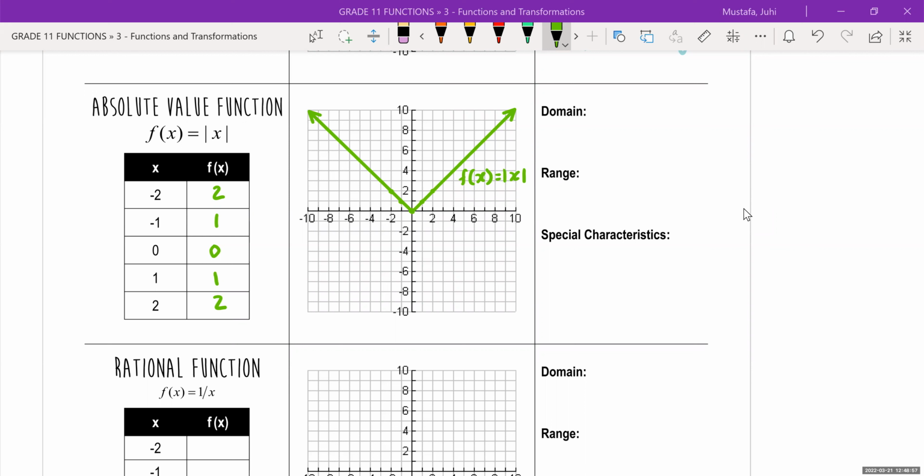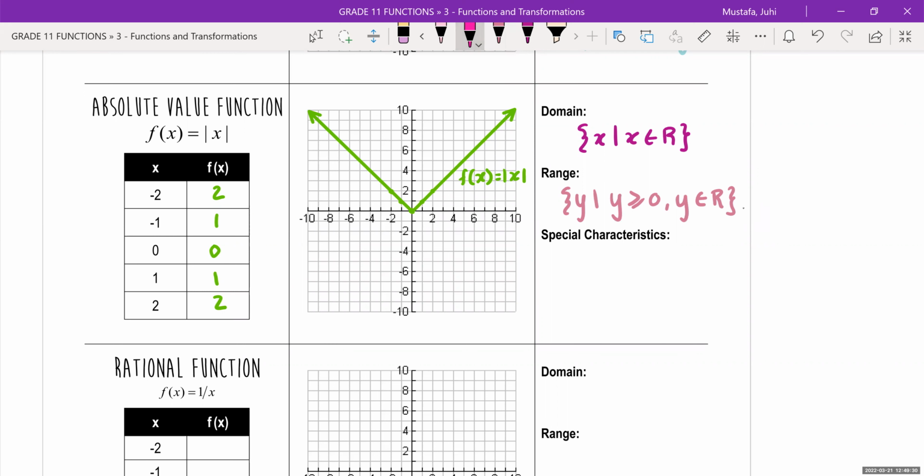For the domain for this graph, what do you guys think? You notice the lines are going in both directions, always in either direction. So it would be exactly. So the domain is a set of all x values such that x includes all real values. How about the range? It has a starting point and then it goes on forever. Yep. Good. So the set of all y values such that y is greater than or equal to 0 and y includes all real values.